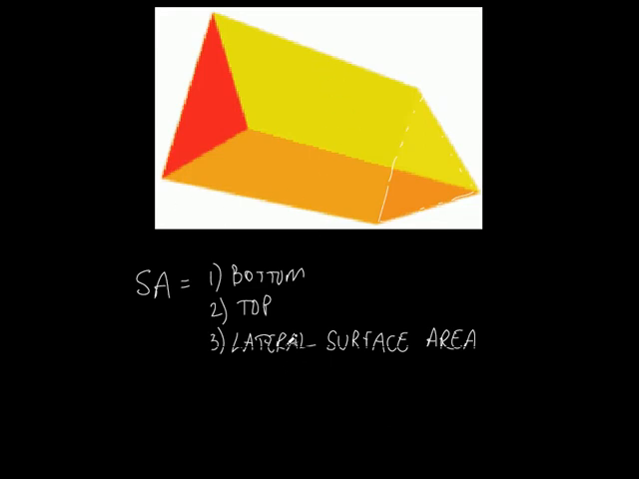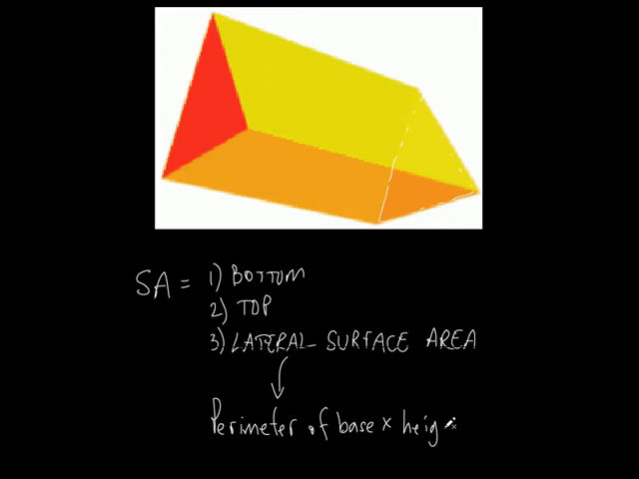Now, let me show you something. In order to find the lateral surface area, I have a little sub-equation or formula. How do we find the lateral surface area of any right prism? Okay, this is what we do. We find the perimeter of the base. All right, so you take the perimeter of the base and we multiply it by a height.